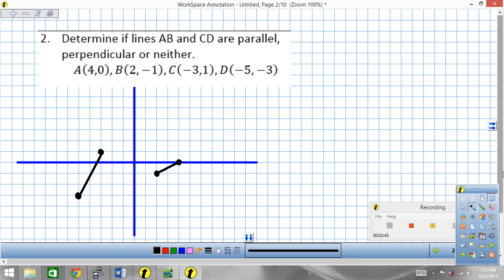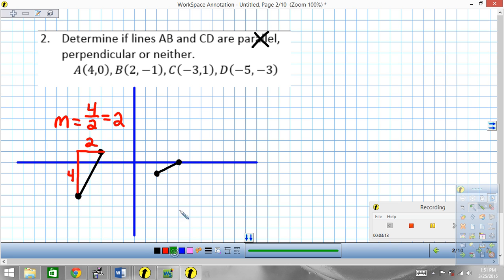Simply by plotting the points, it's obvious to me that these are not parallel because they will eventually intersect somewhere in this area. It is also clear to me that they do not make a right angle, but I need to state that using math. So what I'll do is I'll find the slope of this side over here. To find the slope, we calculate the rise over the run. I rise 4, and I run 2. So I get 4 over 2, which we can reduce to just 2.